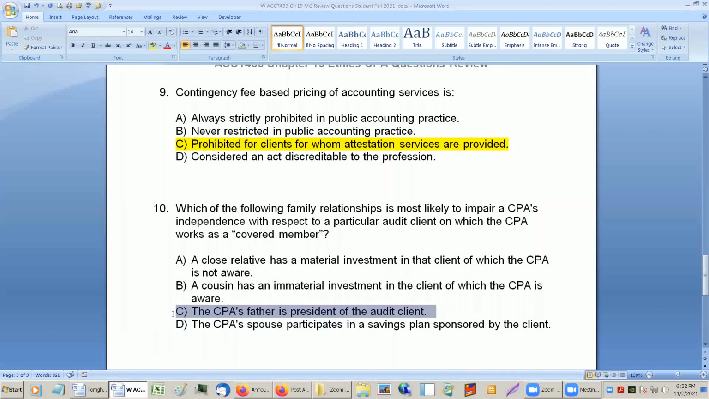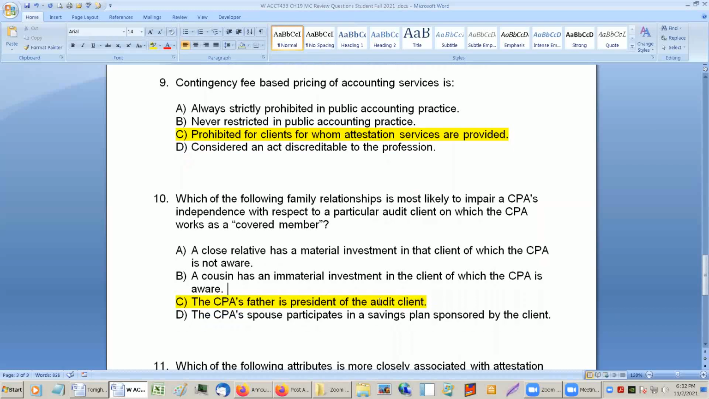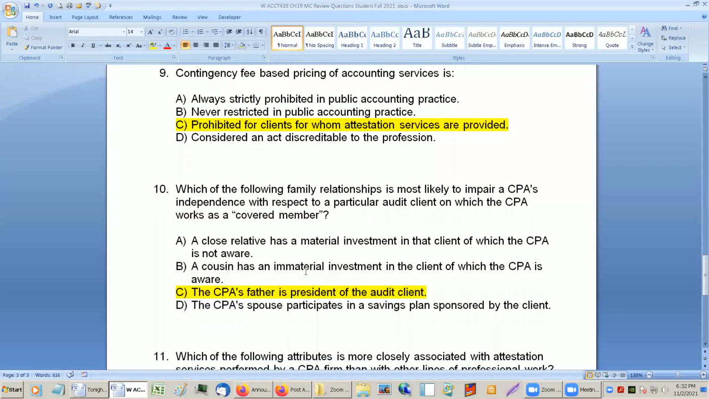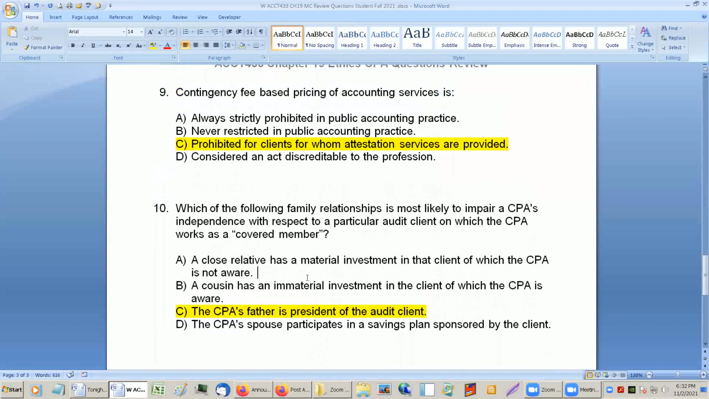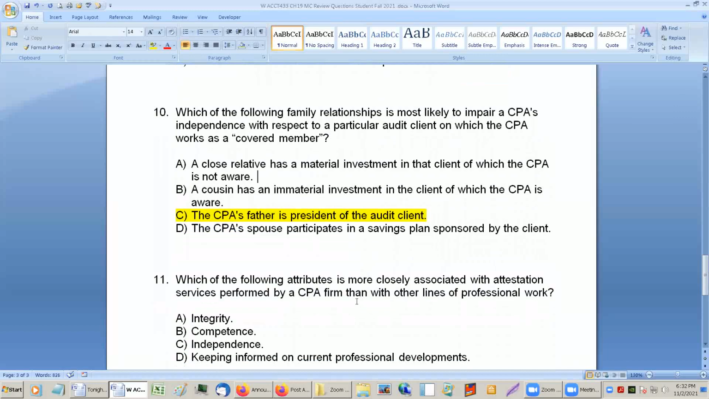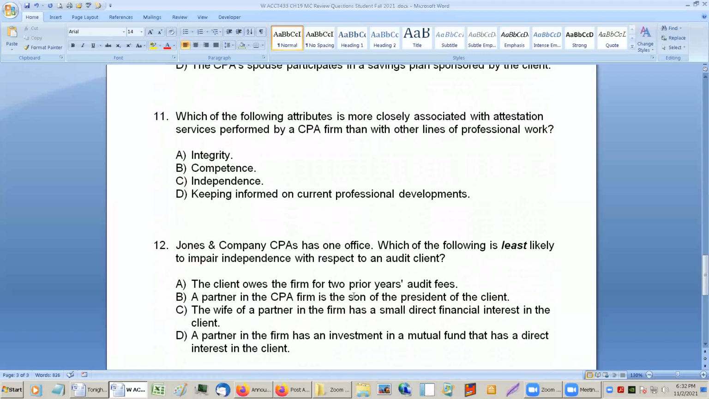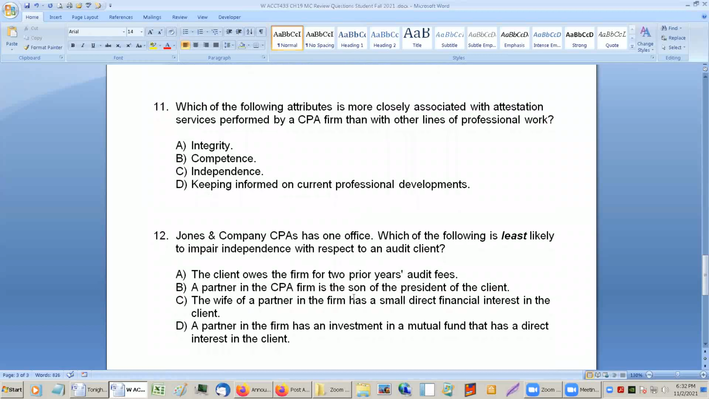Yeah, this one's kind of hard. And this is the first one. There's the tricky one. That's kind of what they're hoping to trip you up with. Material investment, which the CPA is not aware of. You're not aware of it. Okay, let's do 11 and 12. You guys got all the points for it, by the way. So 11 and 12. Any ideas on these?